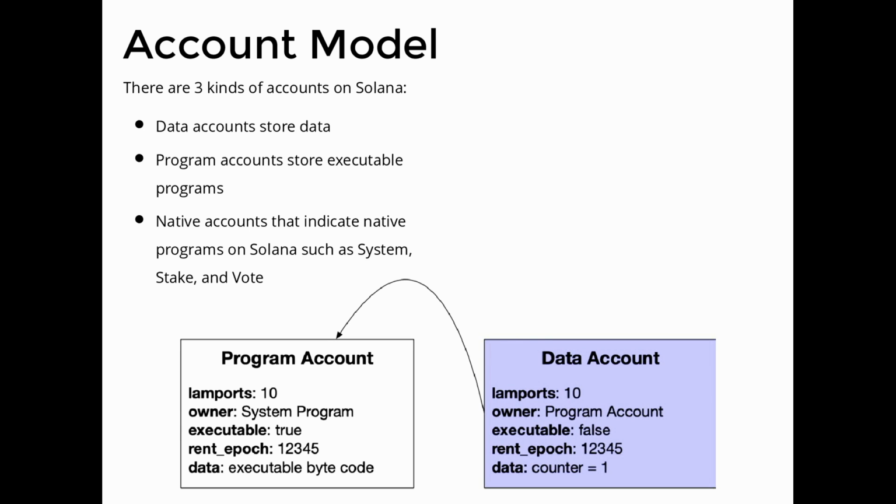On the other side, we have data accounts. So this is this one. The data account belongs to a program account. So let's say any program account can create data accounts that will store the data. So the owner of the data account is the program account. And we can see also here that it's not executable, which means that it's only data. We are not running any code on that type of account. It's just for storing the data. And here we have also the data. In this example, it's just a counter set to 1.